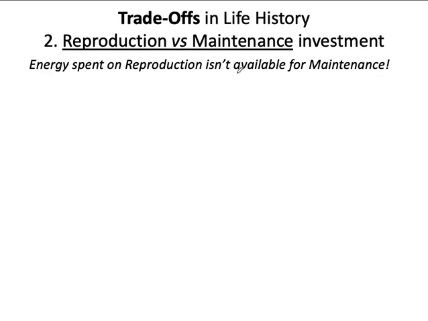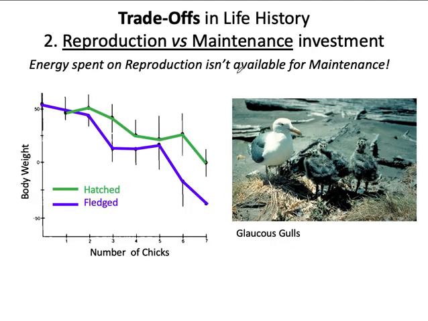Okay, so here's another example of the trade-off between reproduction and maintenance. So this plot shows body weight on the y-axis and the number of chicks on the x-axis. And so essentially what this shows is that the mortality rate is higher for birds with lower body weight, supporting this link, this trade-off between reproduction and maintenance.